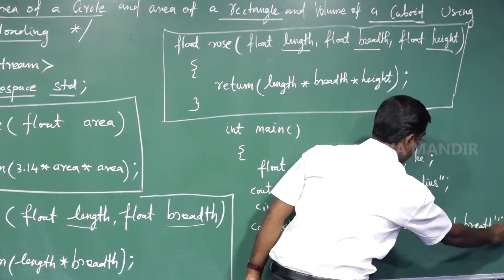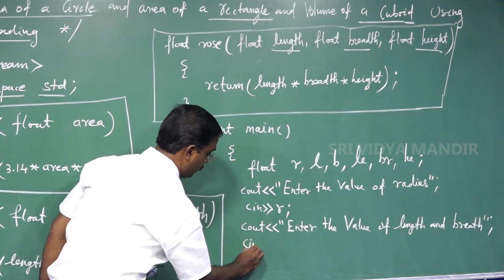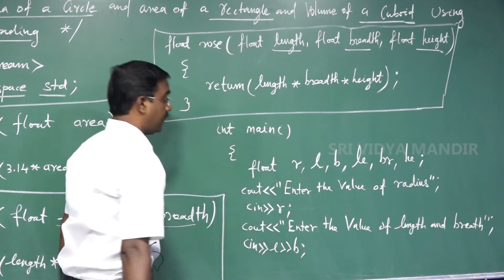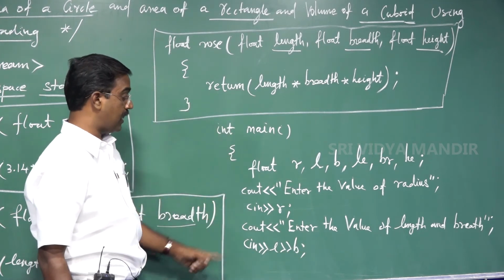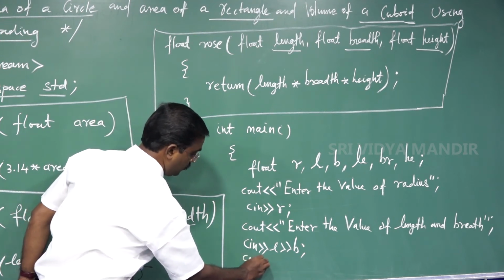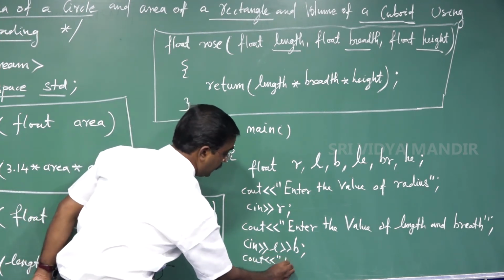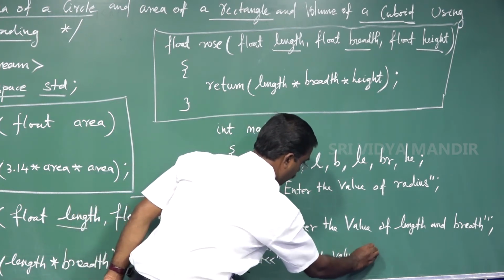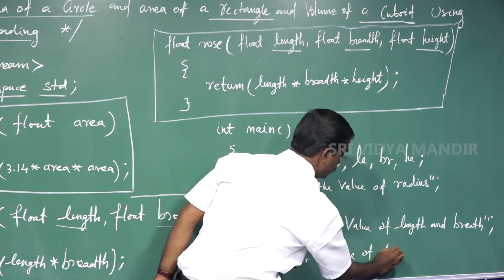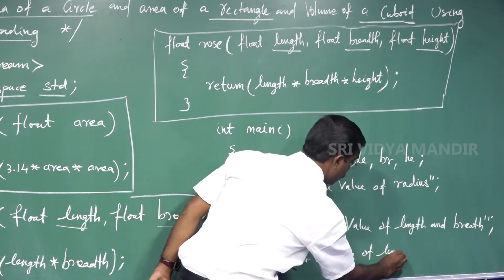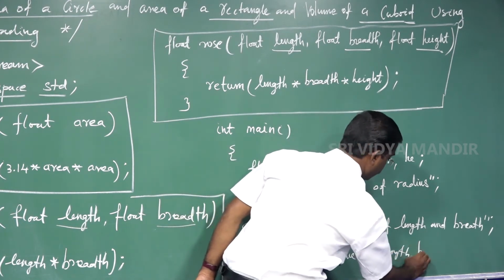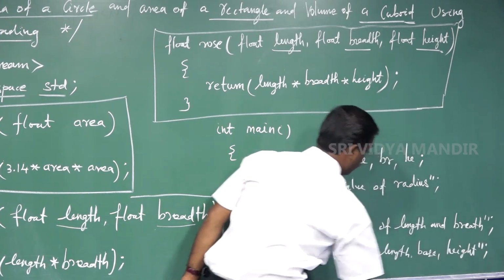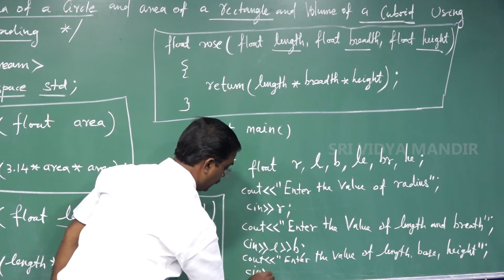Okay, here via the keyboard we are getting in this value. C in L into P, same time again we'll get it. Okay, C out also. In this statement, enter the value of length, base, height. That's why we'll introduce the keyboard via C in.